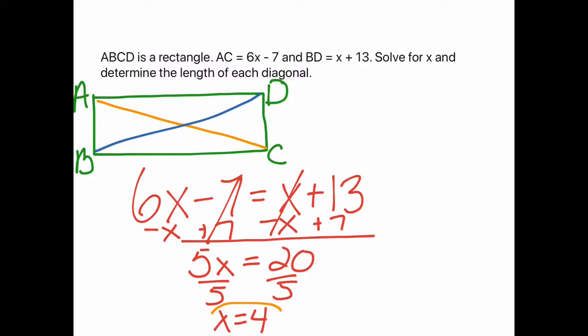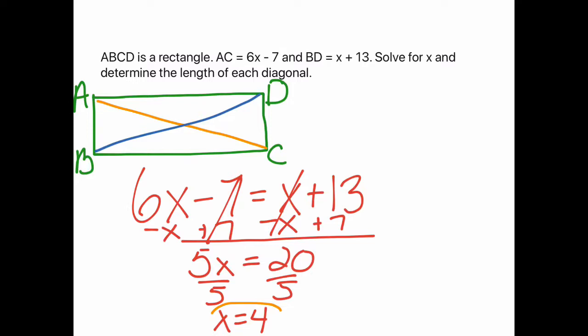So we've done that up here in blue. 4 plus 13 equals 17 for the blue diagonal BD. And in yellow there, 6 times 4 minus 7. Either way we do it, the answer for the diagonals is 17. And remember, the diagonals should be equal to each other, so that worked out perfectly. All right, move on to the next question.